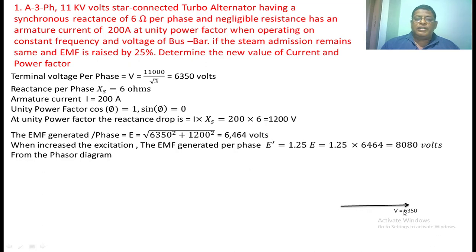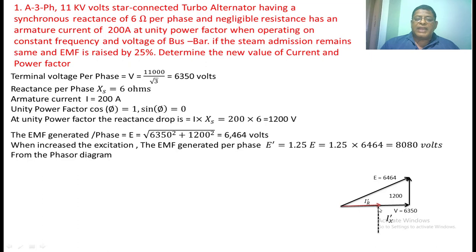Here, this is the voltage we have taken on the x-axis. The current I R dash we have taken is in phase with the voltage. This current equals I only, because it represents that the alternator is supplying only the real power. This vector is the I Xs drop. If you find the phasor sum of V and this one, we get the excitation voltage E, that is 6464 volts. Now we changed the excitation so that the EMF induced in the alternator is raised by 25%.